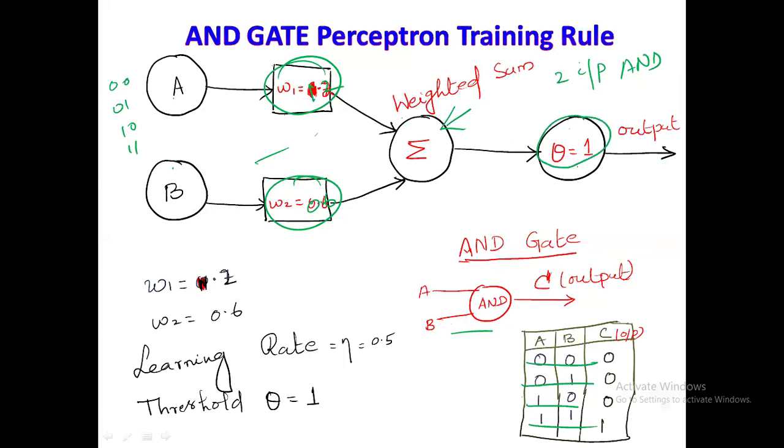And the threshold I have fixed as theta equal to 1, and I am checking whether we are getting the output or not. First W1 is 1.2 and W2 is 0.6. Learning rate we have taken as 0.5 and the threshold value is 1.